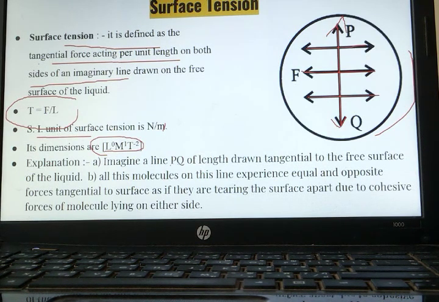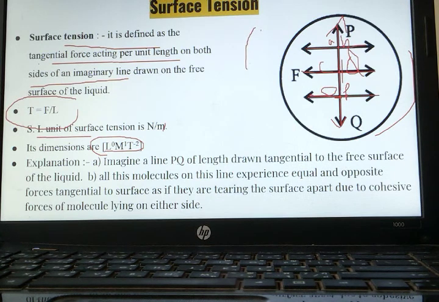Now imagine a line PQ of length L drawn tangential to the free surface. All the molecules in this line experience an equal and opposite tangential force. Take for example particles A, B, C, D, E, F. All these particles will be experiencing some sort of tangential force. Some molecules will be trying to pull them.